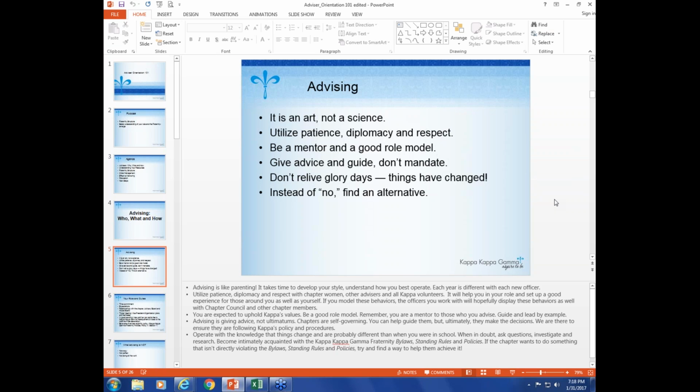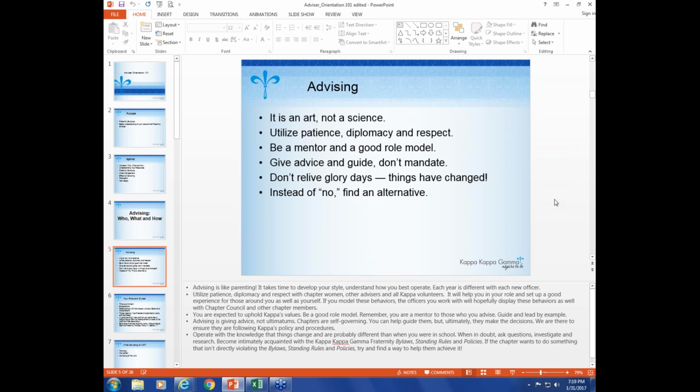I like to tell advisors that even if you've been out of the chapter for 2 years, one of the things I don't want to ever hear you say is, well, when I was in the chapter, we did it like this. Because even if you've been out of the chapter for only 2 years, things have changed in 2 years. Our organization is changing and morphing and adapting monthly. And whatever you did 2 years ago while you were in the chapter, it's probably not the same now. So don't relive your glory days.